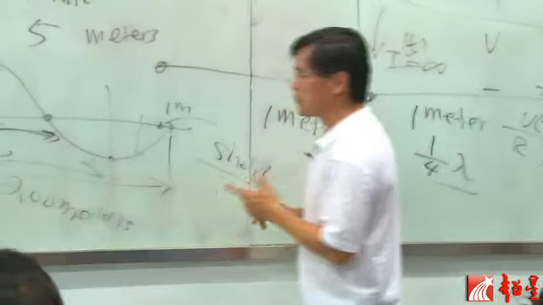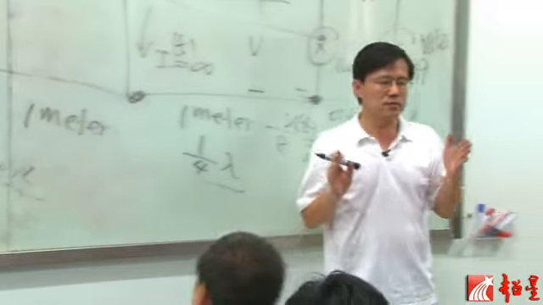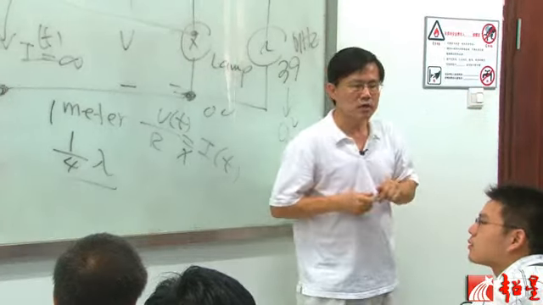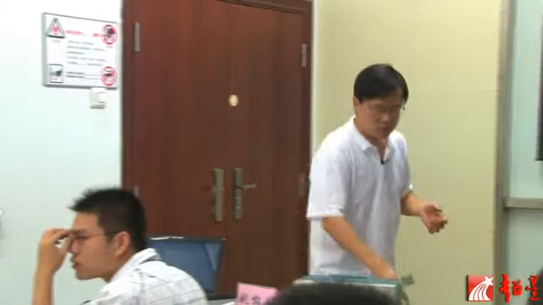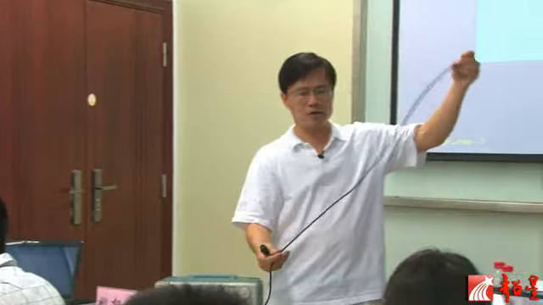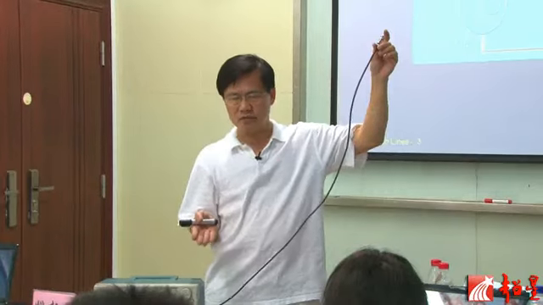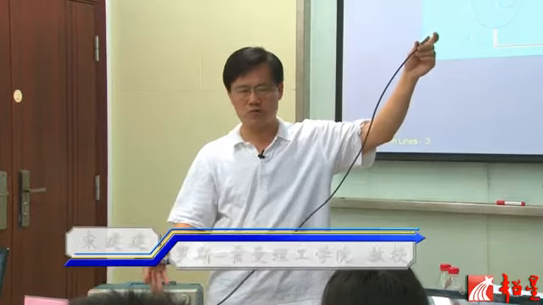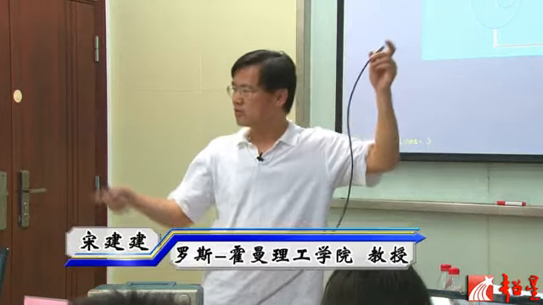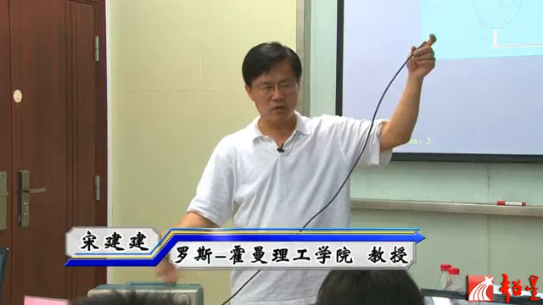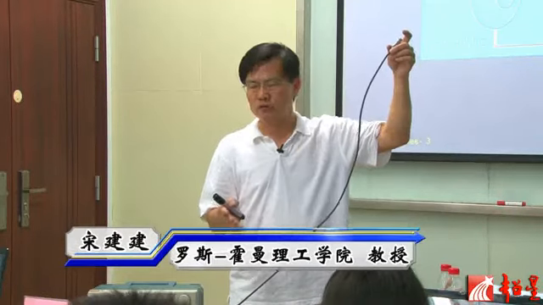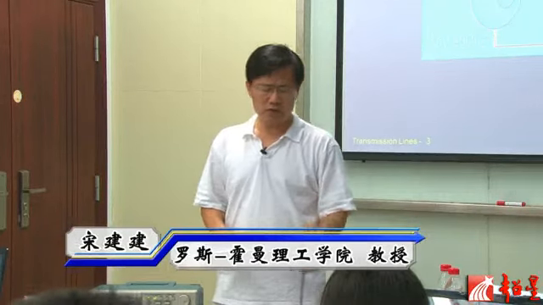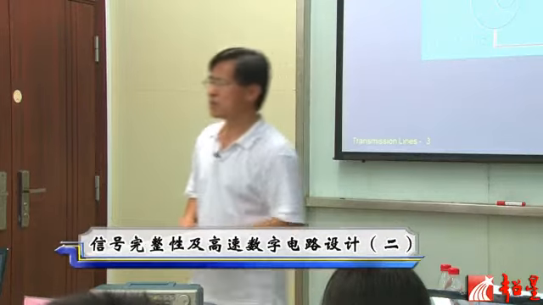Okay. And that line length is not the absolute length of the line. It's a comparison, right? Whether the line is short or long is compared to the wavelength, right? Compared to a 200 meter wavelength, this is very short, right? Compared to that 5 meter wavelength, this is pretty long. It's 1/4 of that.